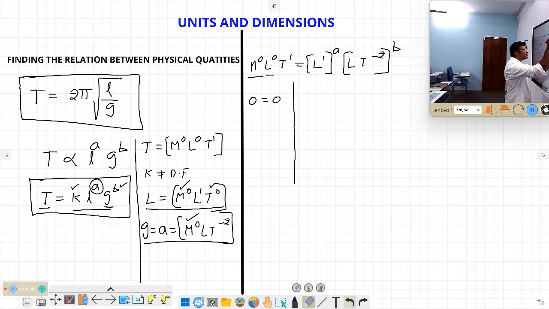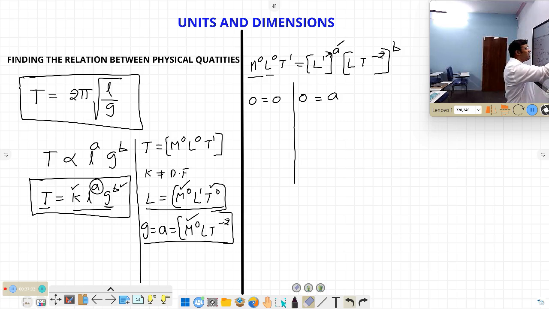For the left side, the length physical quantity is raised to the power 0. Okay. And the right side, if you see this one, how much is it? Length power 1, whole power a. That means 1 into a. How much? We are going to get a.